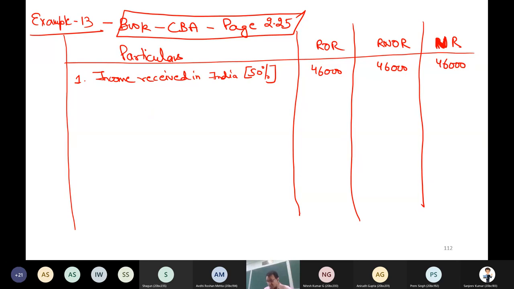What about the other 50%? By default, if it is mentioned that 50% is received in India, it means the remaining 50% is received outside India. And these are American development bonds, so of course accrued in America. So this is the income which is received as well as accrued outside India. And that is also not deemed to accrue. If you read all the provisions of section 9, you will find that this interest on American development bonds is not deemed to accrue or arise in India.